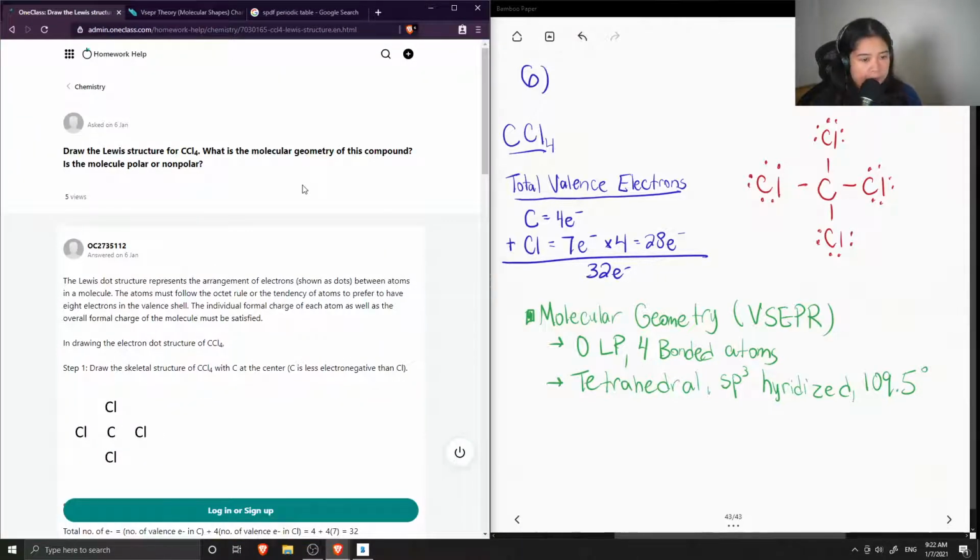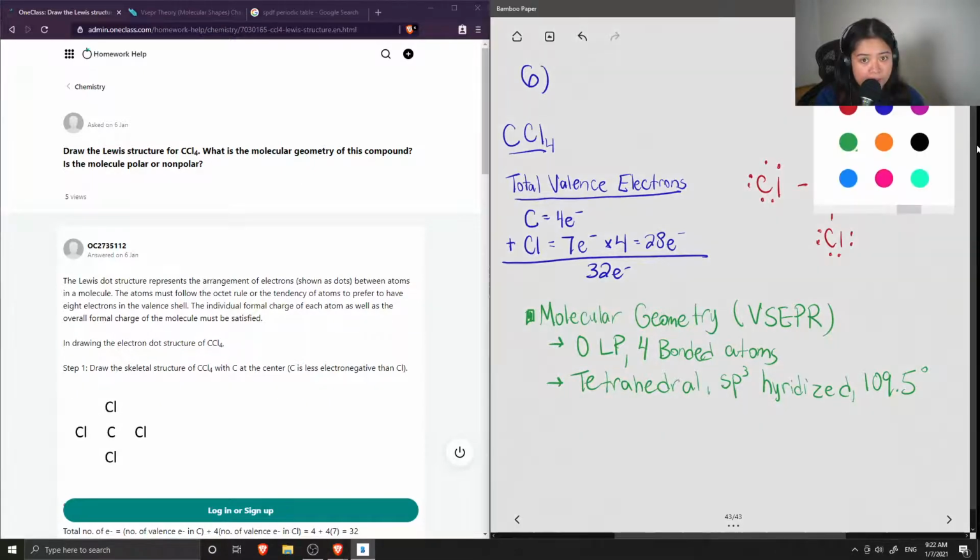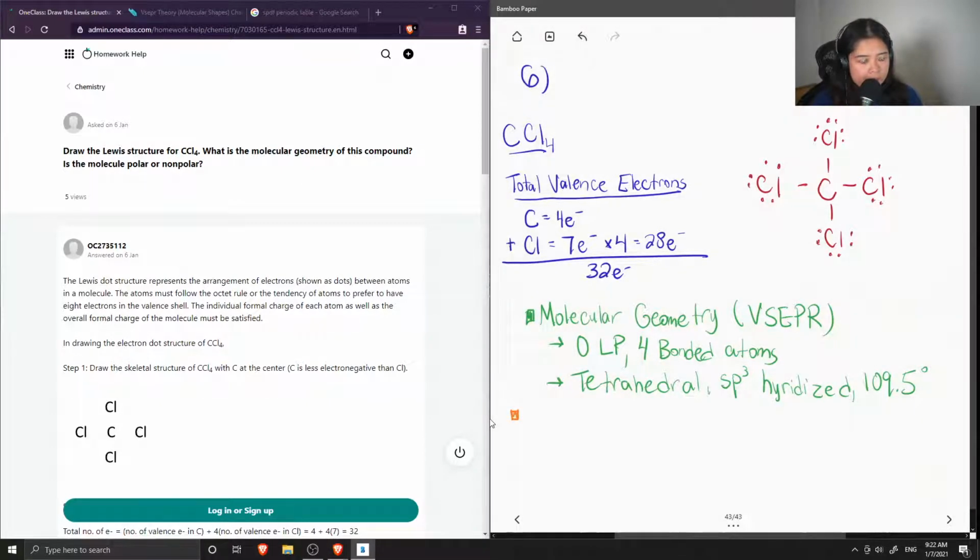And the third part of the question asks whether or not the molecule is polar or nonpolar. So in terms of polarity, first I'll just introduce a polar bond. So this is when the difference in electronegativity is greater than 0.4, but also less than 1.69, we have a polar bond. So first I'll just say that a carbon and chlorine bond is polar.